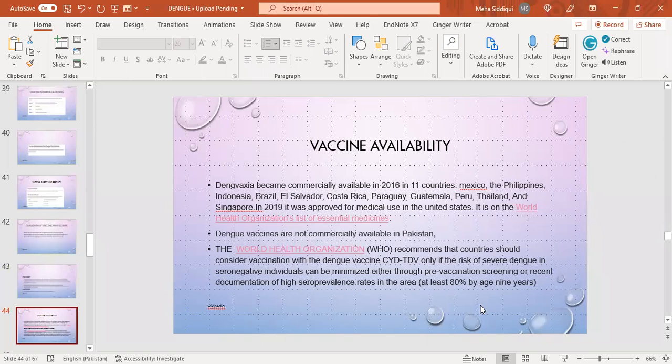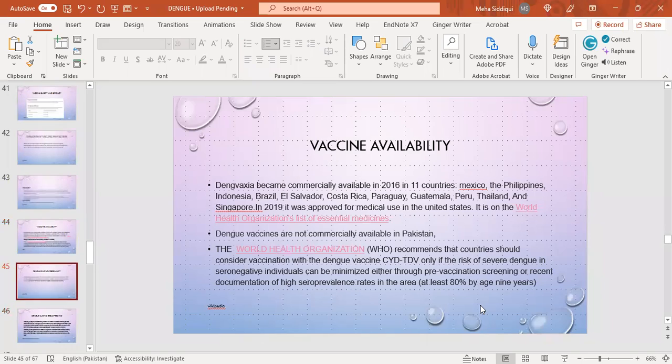The WHO recommends that countries should consider vaccination with dengue vaccine only if the risk of severe dengue in seronegative individuals can be minimized, either through pre-vaccination screening or recent documentation of high seroprevalence rates in the area.